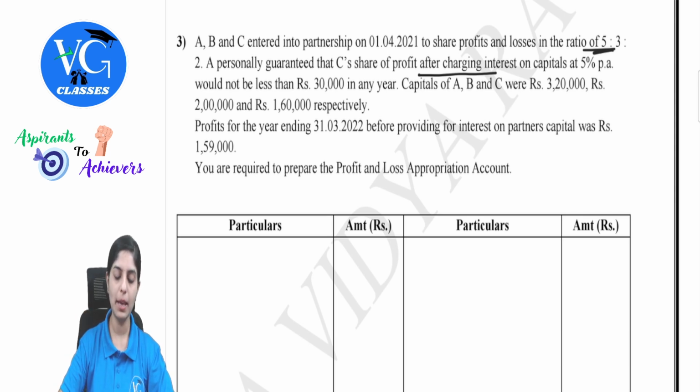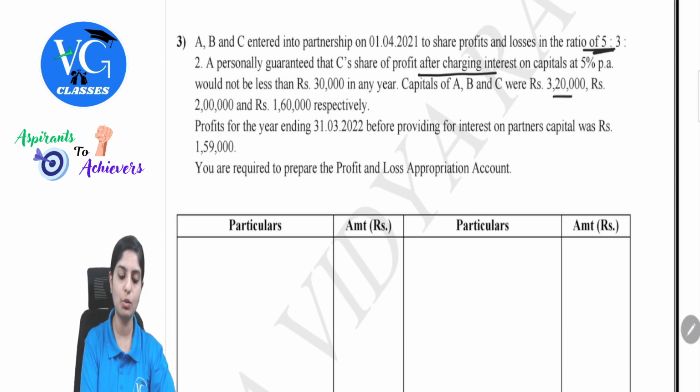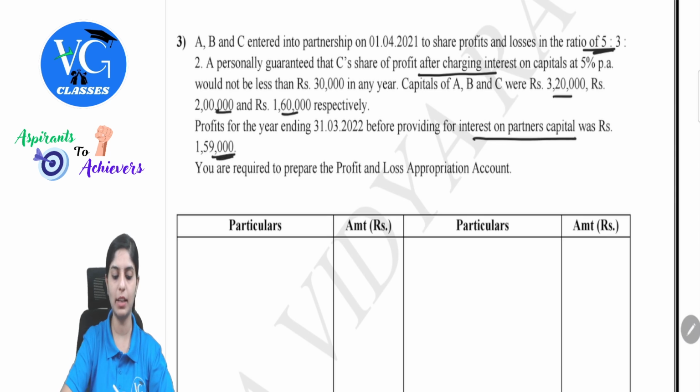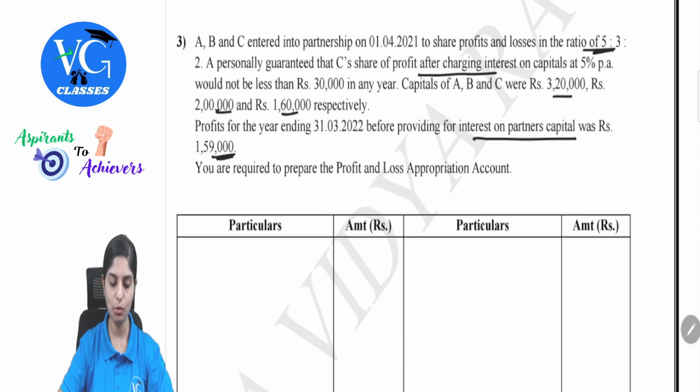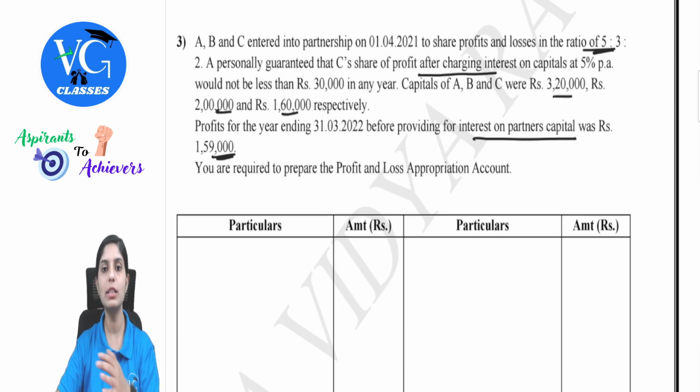Capitals of A, B and C were 3 lakh 20, 2 lakh and 1 lakh 60. Profits for the year ending 31st March before providing for interest on partners' capital was 1 lakh 59. So understand this point carefully. This is where most of the students miss out on. Before providing interest on capital, we want the same value because this is nothing but appropriation, interest on capital. We will have to first bring down the profit and then provide interest on capital. So that is why this is what is required to us.